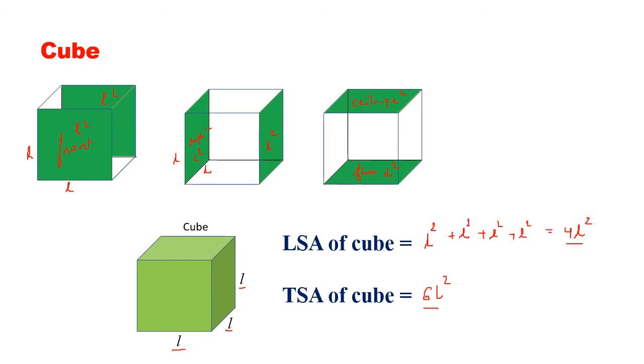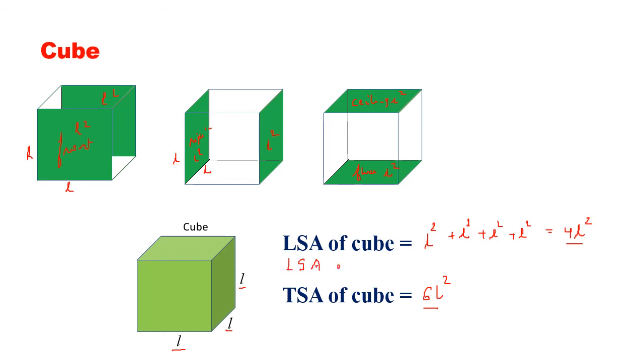So now we have two formulas for today. Remember them. We have done the lateral surface area and total surface area of a cuboid, and the lateral surface area and total surface area of a cube. So the LSA of the cuboid, I'll write here again.